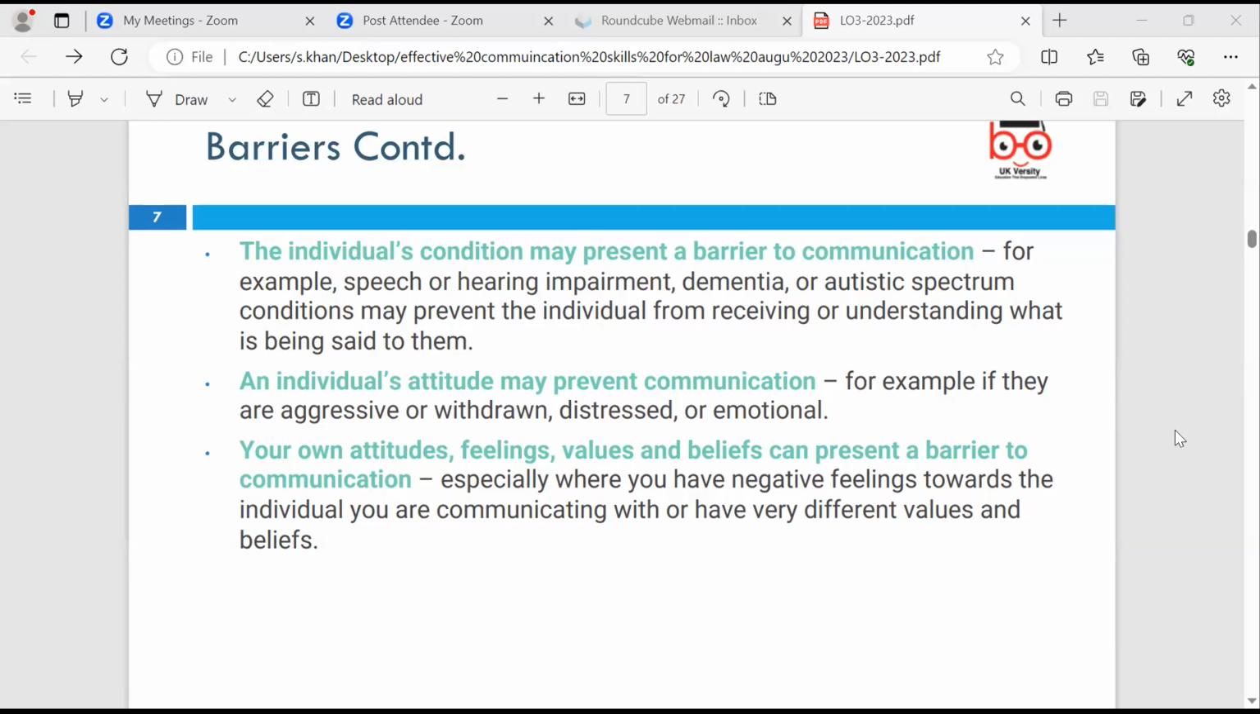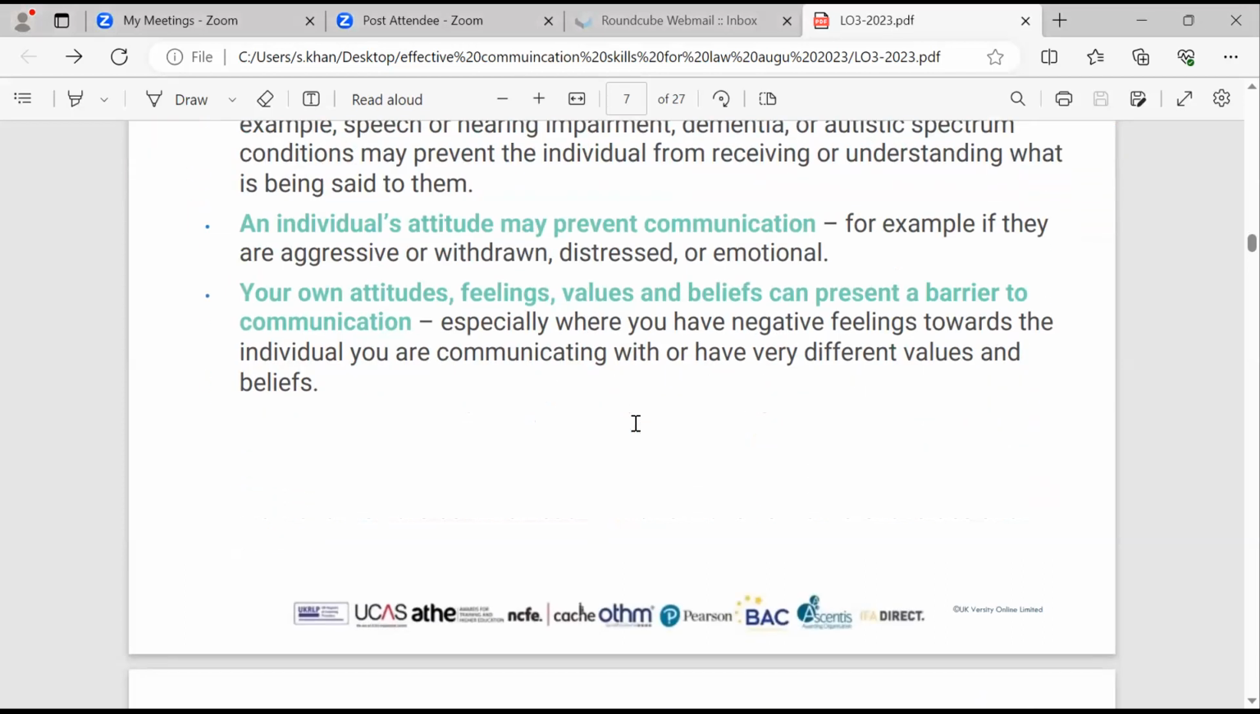So you as a professional need to disregard those barriers, such as their beliefs being different to yours. Because in this world, we are all different. We have different beliefs, we have different understandings, we have different values. So it's really important to identify that you are able to accept the different values and beliefs. You may not agree with them, but you have to accept them.